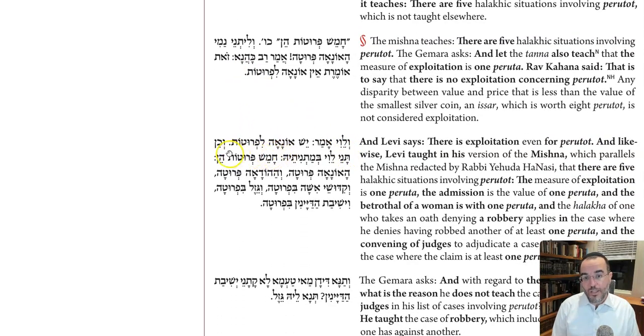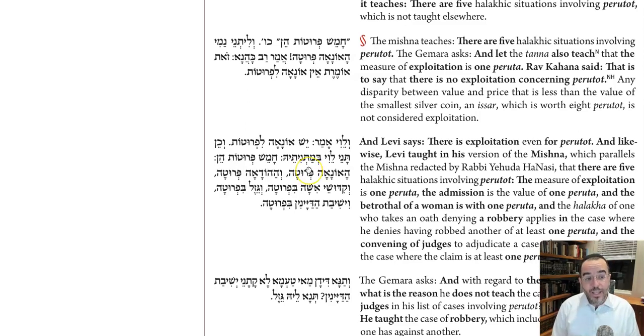Ve'levi amar, yesh ona'a l'pedutot, ve'chen tane levi b'matnite, hamesh pedutot hen, ha'ona'a peduta, va'oda'a peduta, ve'kidushei isha b'peduta, ve'kezel b'peduta, v'shvuat ha'dayanin b'peruta. Levi disagrees with Rav Kana, and he thinks that the minimum amount to be liable to ona'a is in fact a peruta.